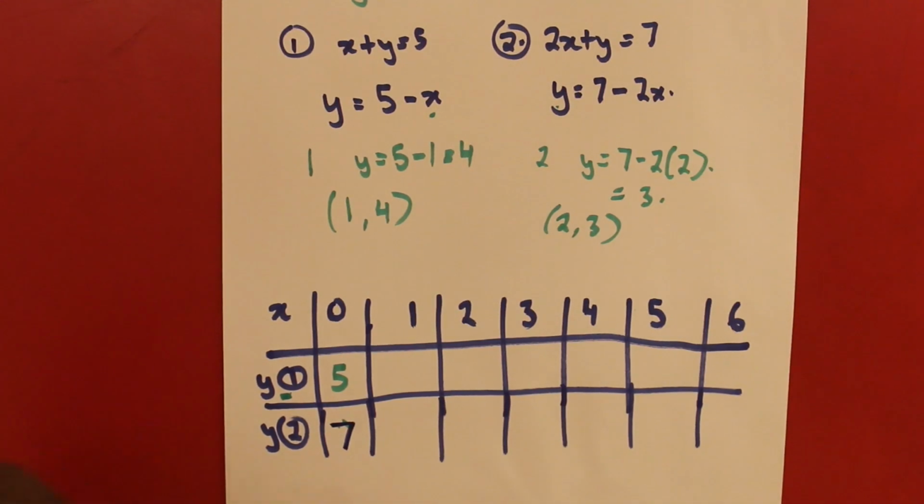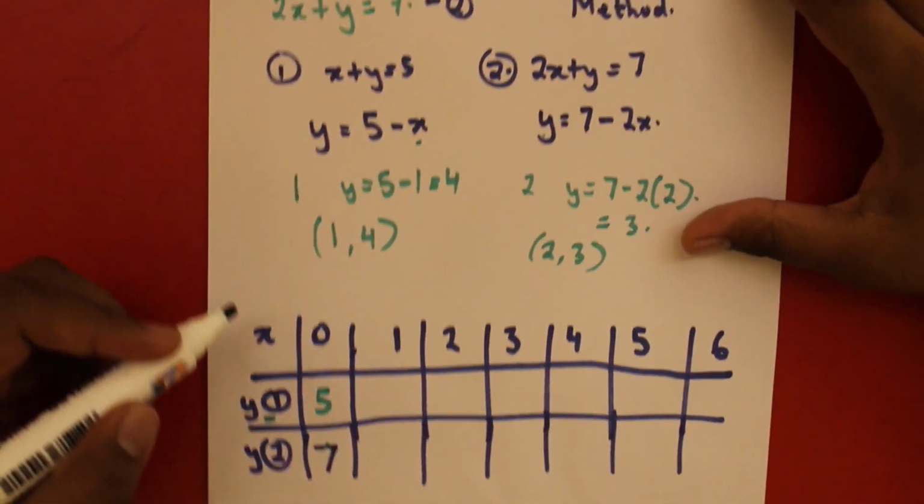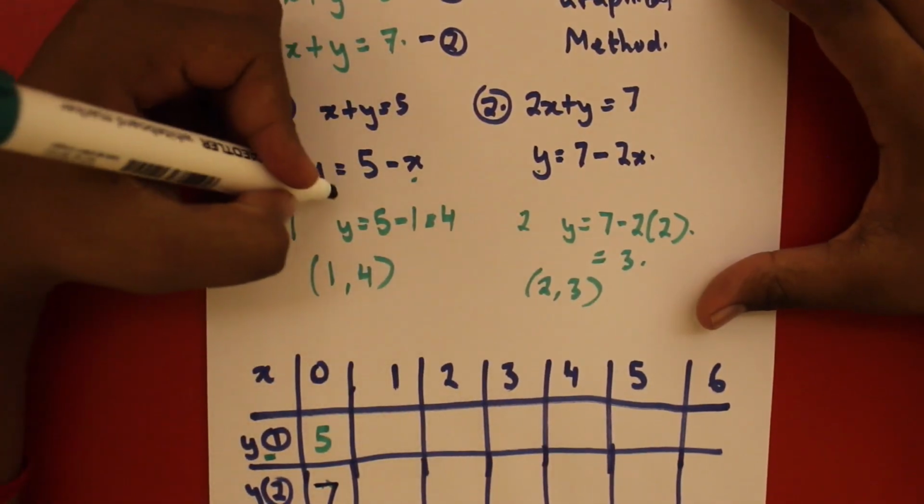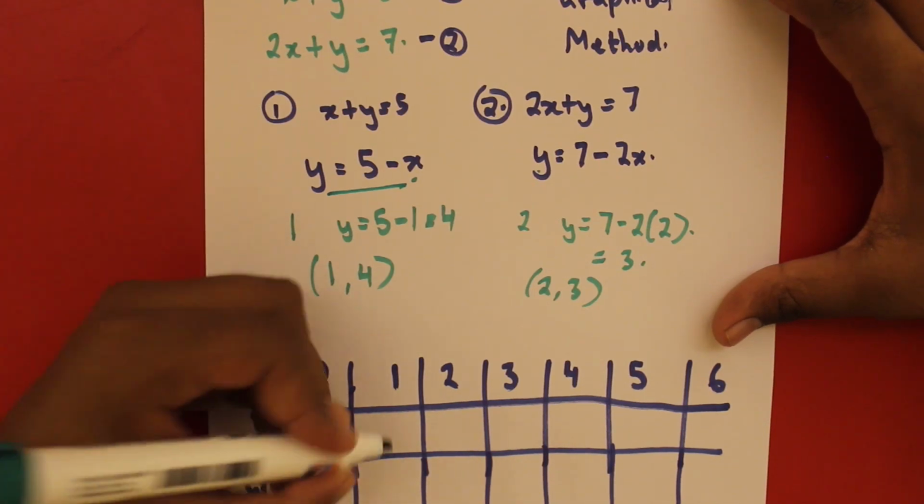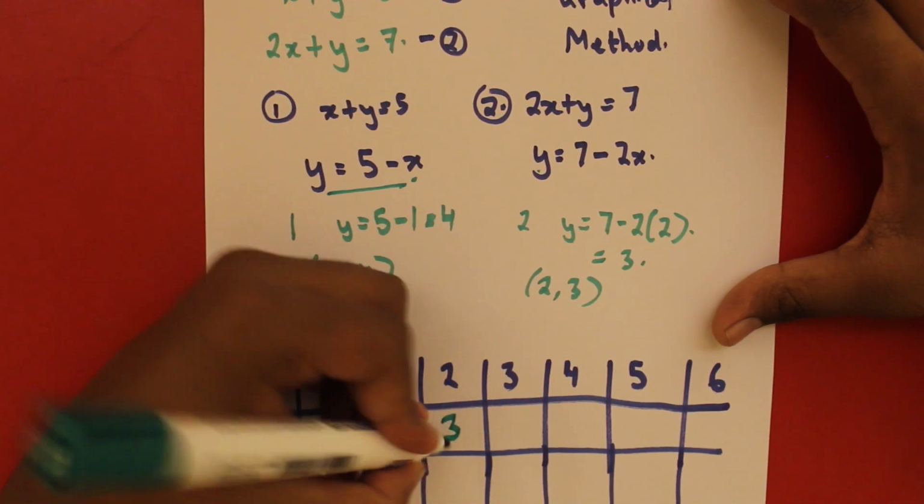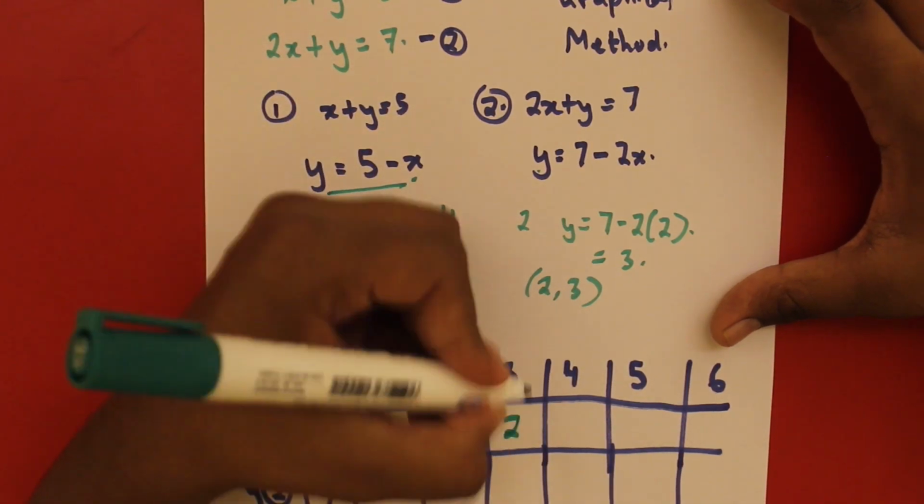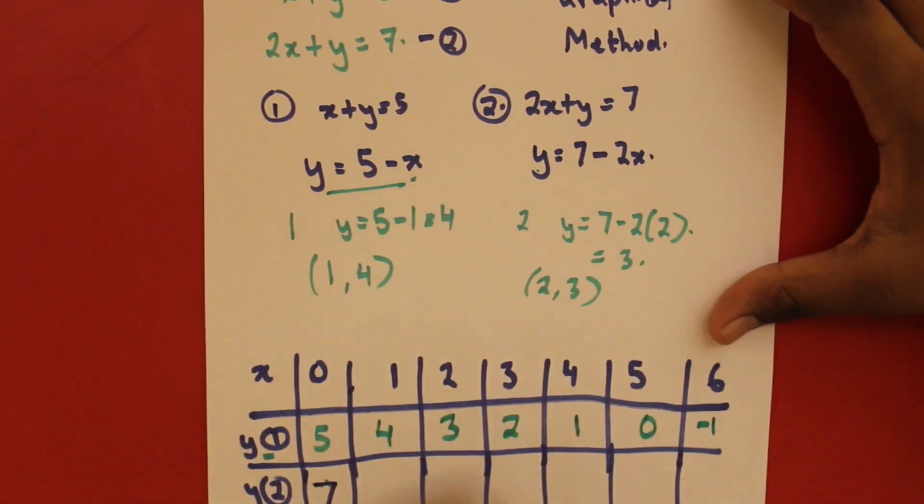Now we'll complete the table until the value of 6. So let's complete it for y1. When x is equal to 1, with this equation we know that y is equal to 5 minus 1, which is equal to 4. When x is equal to 2, it's going to be 5 minus 2, which is 3. When x is 3, 2. I hope you're seeing a pattern: 5, 4, 3, 2, 1, 0, minus 1. There becomes a linear pattern here.